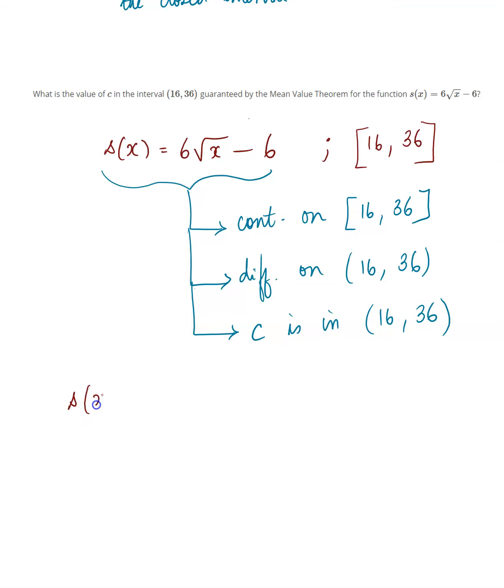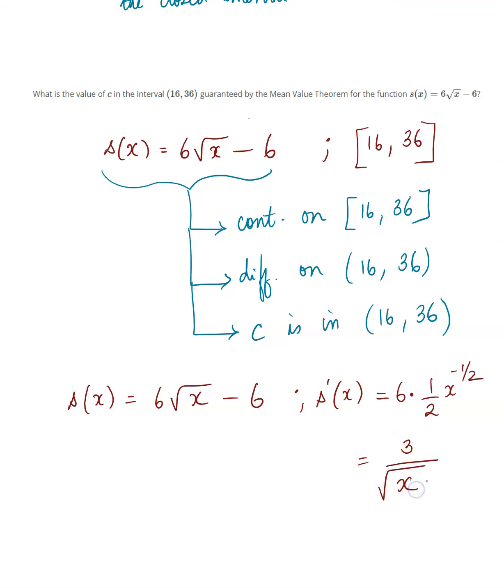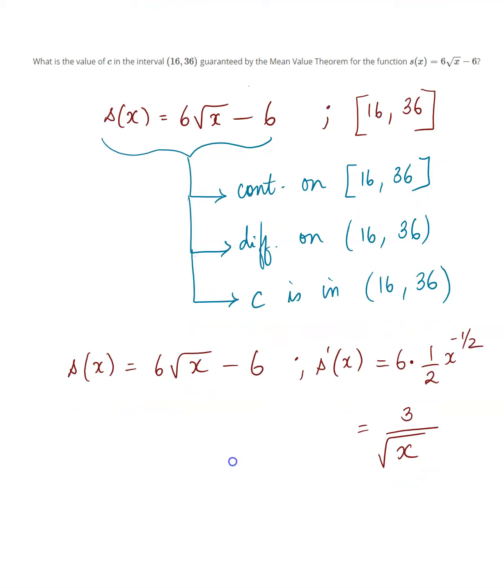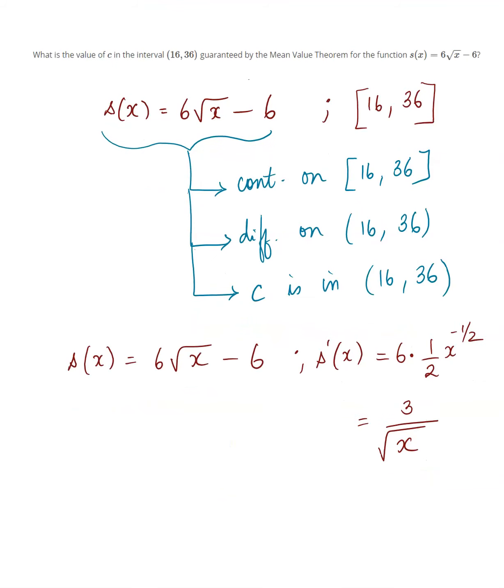So let me write s of x to be 6 square root of x minus 6 and s prime of x. It's 6 x power half, right? So 6 times half x power negative half. That's the derivative that you get, which is 3 over square root of x. Again, I've skipped a step or two so that you'll have the chance to work it out yourself. So that's your function and the derivative.